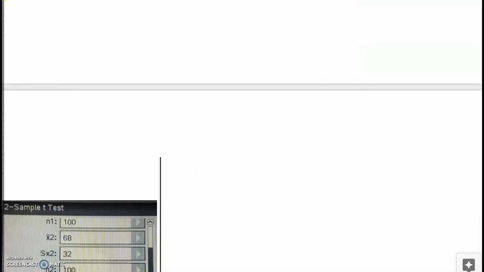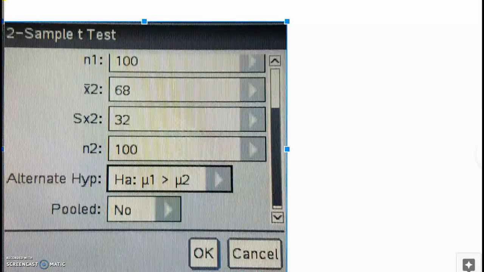Then similarly on the second part of the remainder of the same page, and my alternate hypothesis, because I let mu1 equal to 2010, that should be greater than my 1990, and pool you always keep as no. We don't use that in AP statistics.